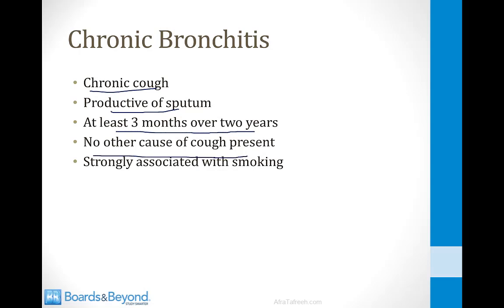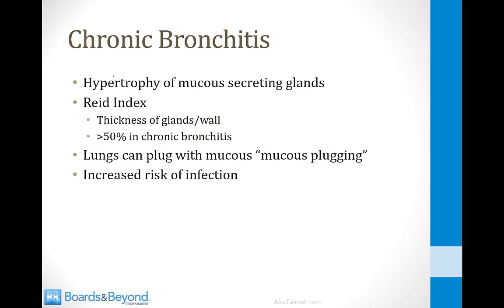And you should know that chronic bronchitis, like other forms of obstructive lung disease we'll talk about, is strongly associated with smoking. Patients with chronic bronchitis develop hypertrophy of the mucus-secreting glands in the respiratory tree. And this can actually be quantified by something known as the Reid index. This is usually determined in patients who die who have had chronic bronchitis, but post-mortem you can examine the wall of the respiratory tree, and you can determine the ratio of the thickness of the mucus-secreting glands to the thickness of the entire wall. That's called the Reid index.